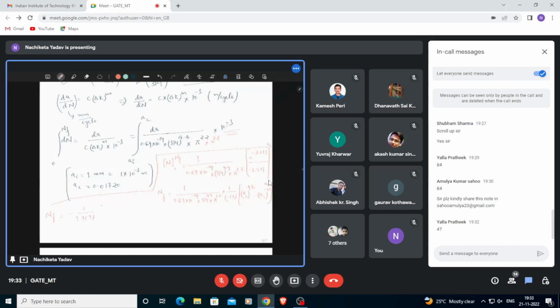9.9597, 1 by 0.01730. This is power of 1 by 1, 10 minus 3, 1 into 10 to the power this one plus 3. So if you solve this, you will get nearly... What will be the answer? Can you tell me now? You just solve this one.